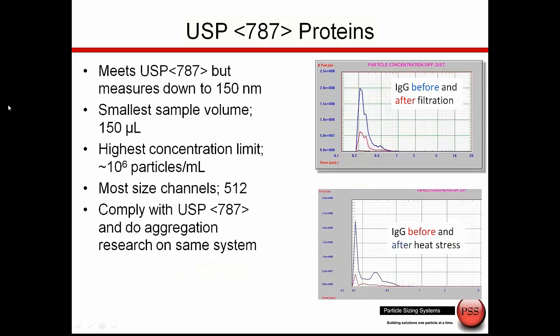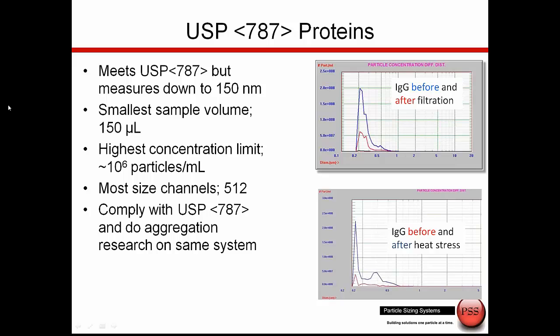The system can also be used for USP 787 testing of therapeutic proteins. The pass-fail criteria for this test is also at 10 and 25 microns, but we can also measure down at smaller size ranges where the data is much more interesting in understanding protein aggregation phenomena. We can measure down to 150 nanometers with this sensor.